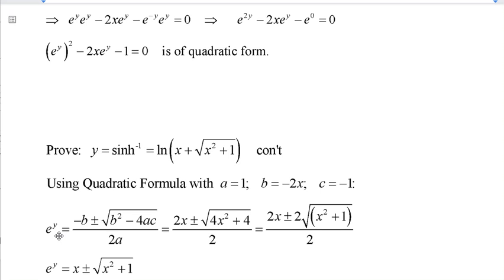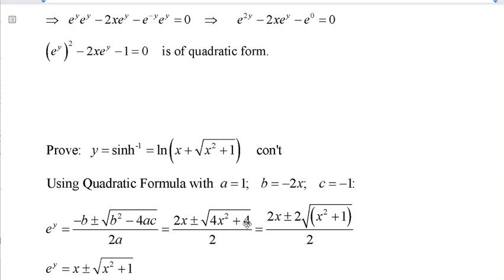And so we get e to the y is equal to negative b plus or minus the square root of b squared minus 4ac, divided by 2a. a is 1, so we get 2 times 1, which is 2. b is negative 2x, and so negative b will be 2x, and then plus or minus. b squared will be 4x squared, and this will be negative 4 times 1 times negative 1, and we get positive 4.